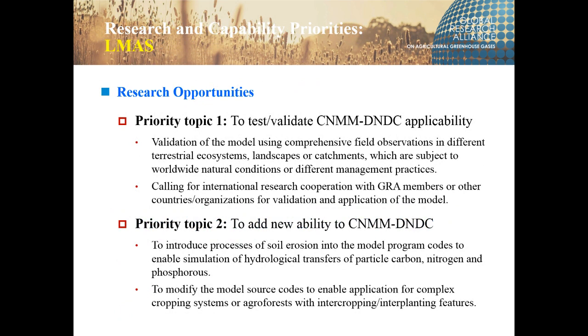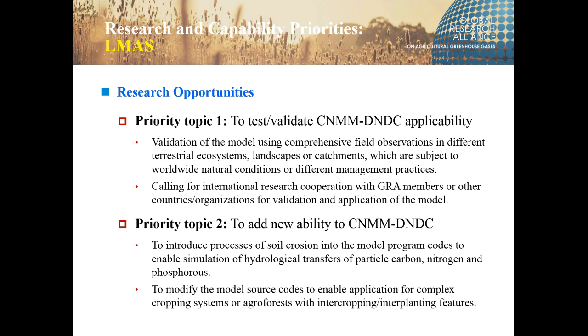Regarding research opportunities, we suggested 2 priority topics. One is to test or validate the updated model through using comprehensive field observations in different terrestrial ecosystems, landscapes, or catchments, which are subject to worldwide natural conditions or different management practices. For this purpose, we are calling for international research cooperation with GRA members or other countries and organizations.